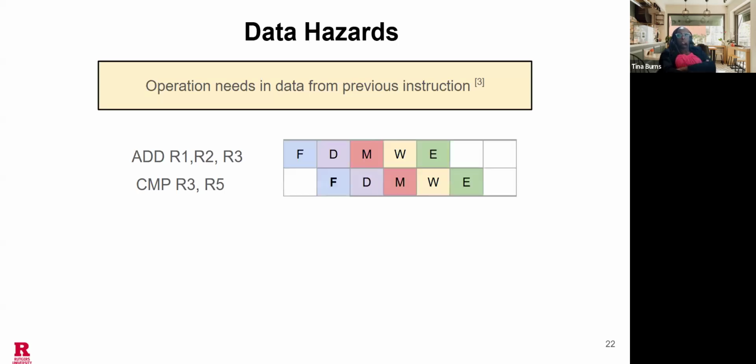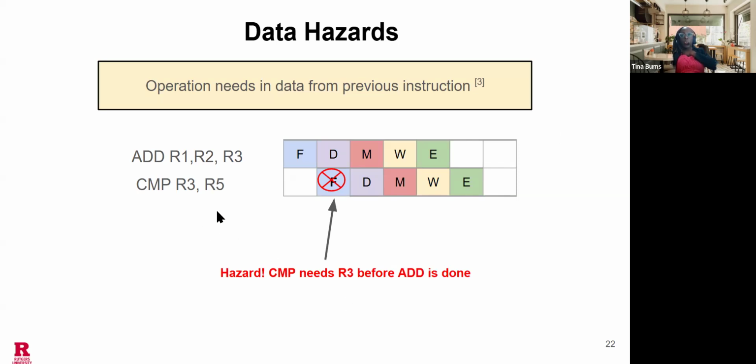Well, with pipelining, what I would normally do is fetch that first instruction, and then fetch that second instruction and start working on it. The problem is that when I try to fetch this, I don't have the most up-to-date information for my R3, because the operation in the previous command hasn't finished yet. If I just try to retrieve it, it's not going to have the most recent information.